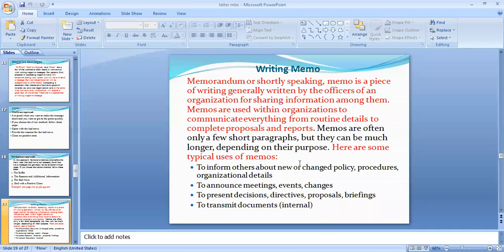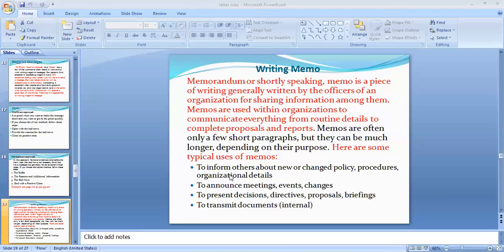Here are some typical uses of memo. Why do we use memo? There are some points here for you to consider, why we write a memo. Here are some points, bullets.